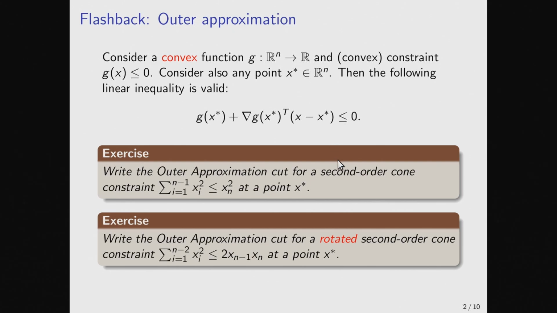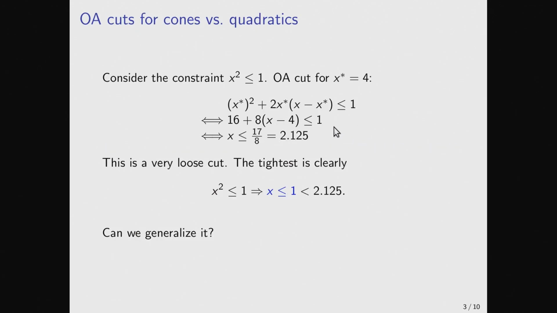The exercise that we can leave for the last part, I would like to do some visual experimentation with you. Take a very simple constraint, x squared less or equal than 1. X squared is a convex function, so x squared less or equal than 1 is a convex constraint. The outer approximation cut for this constraint at x star equal to 4, you just write out g of x star and the gradient of g at x star, what you get is a very loose inequality: x less or equal than 17 over 8, which is more than 2.